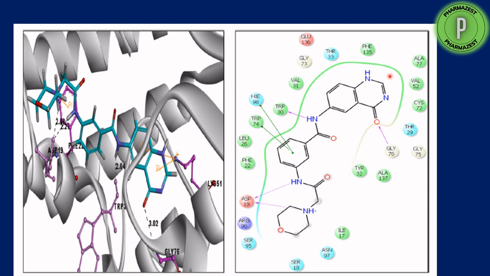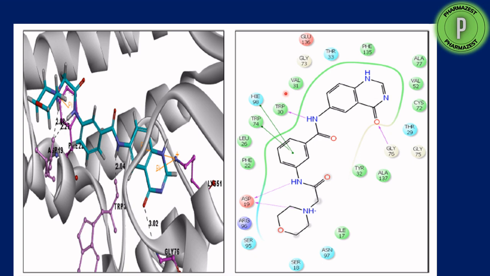And here on the right side you can see the two-dimensional diagram of this. Here you can see the ligand in the 2D representation, and these small colored structures are the residues of the protein. Here you can see this oxygen is making interactions with this glycine over here, and this NH is making interactions with this aspartate 19, and like that. So we check for all these interactions and we take up these compounds for further screening.